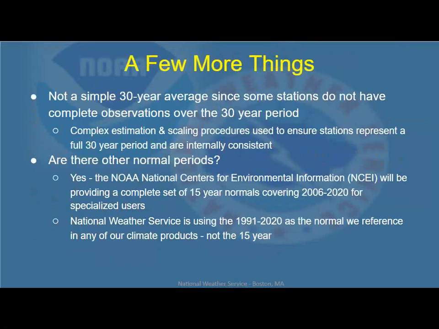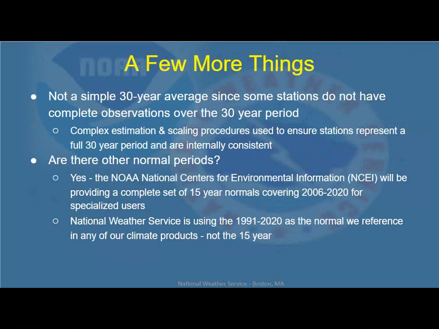And then a few more things, and again, sorry for all the text here, but just a couple things to cover before we get into some images. It's not a simple 30-year average. You can't just take the last 30 years and average it out, and there's your normal. The reason is that some locations don't actually have complete observations.